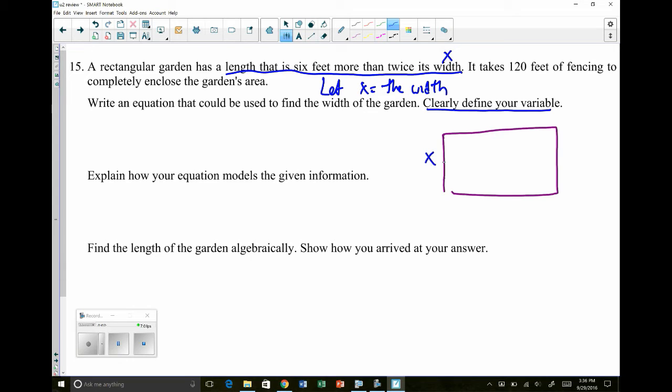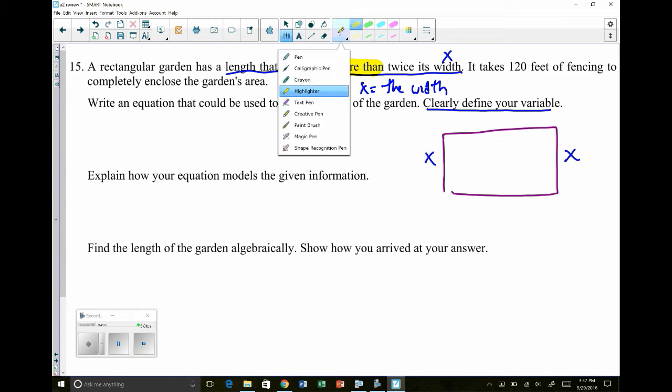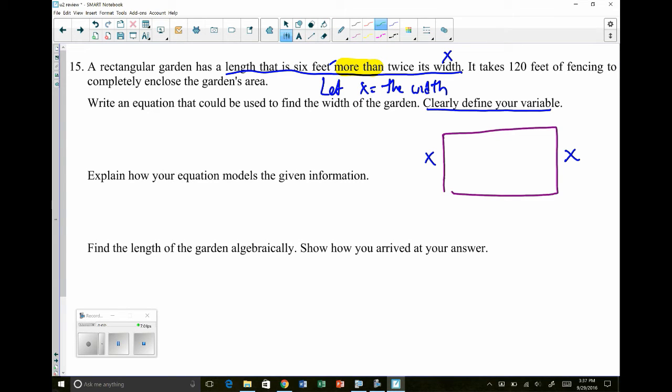If that's x, opposite sides in a rectangle are congruent, so that side over there is x. The length is 6 feet more than twice the width. Whenever you see a more than and a less than, we need to start with the second half. You start with the second half with more thans and less thans. So twice the width is 2x, and I want it to be 6 more than that, so plus 6. 2x plus 6, opposite sides are the same.